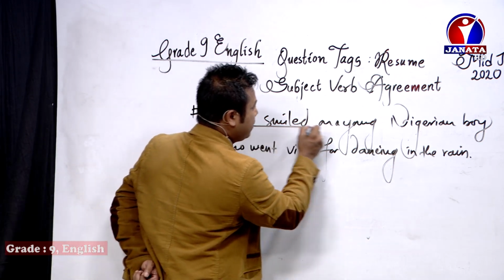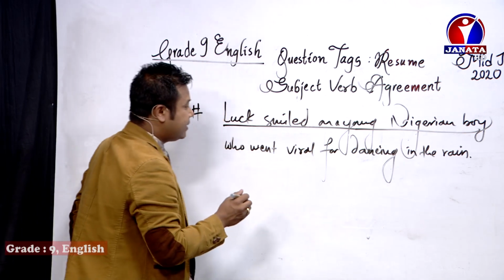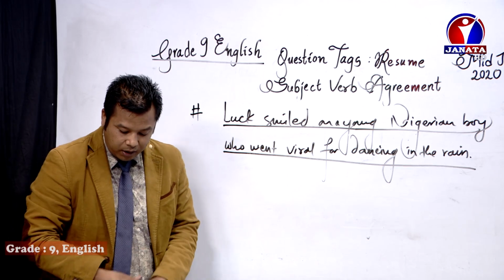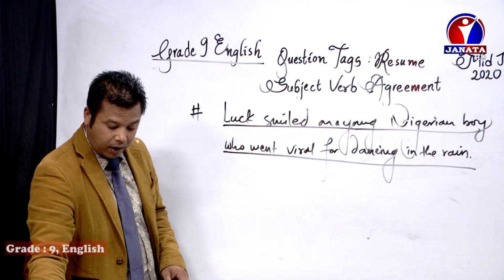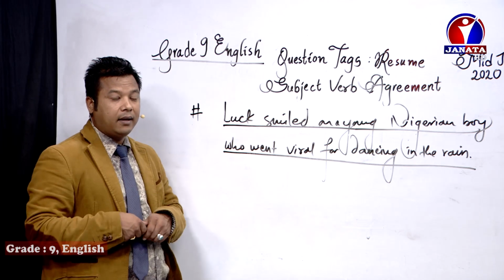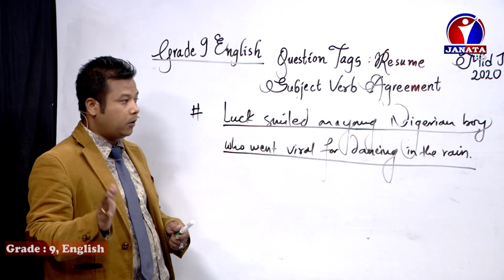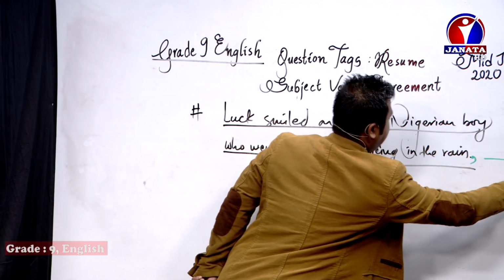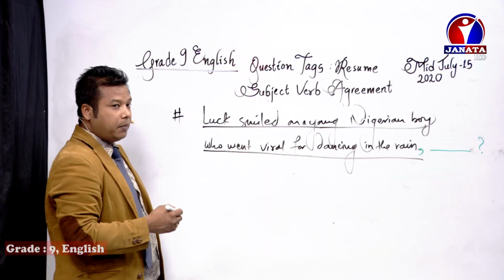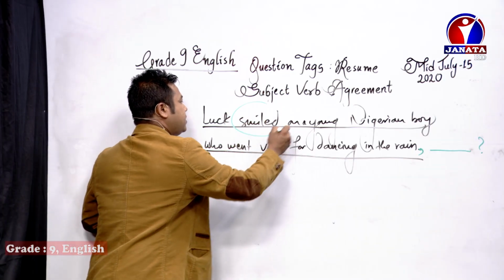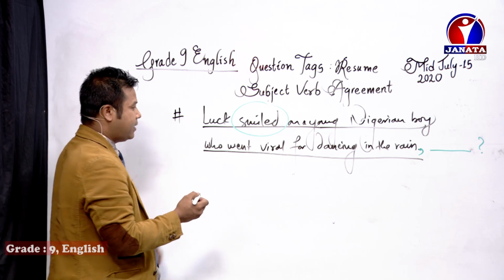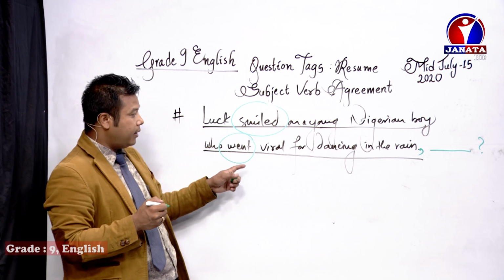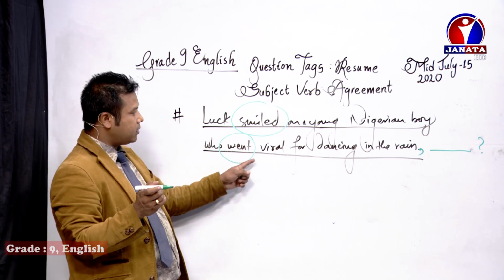See, Luck smiled on a young Nigerian boy is one sentence. Who went viral for dancing in the rain is another sentence. When you put two sentences together into one, we have introduced clause, like you have studied in your school with your teachers. Now, how do I add a tag here if you're asked a question like this? Because we have got two sentences. The first sentence is okay here with a verb smile in past tense. Second is went, okay, and that is, of course, the Nigerian boy. Now, are you going to agree the tag for this or this?